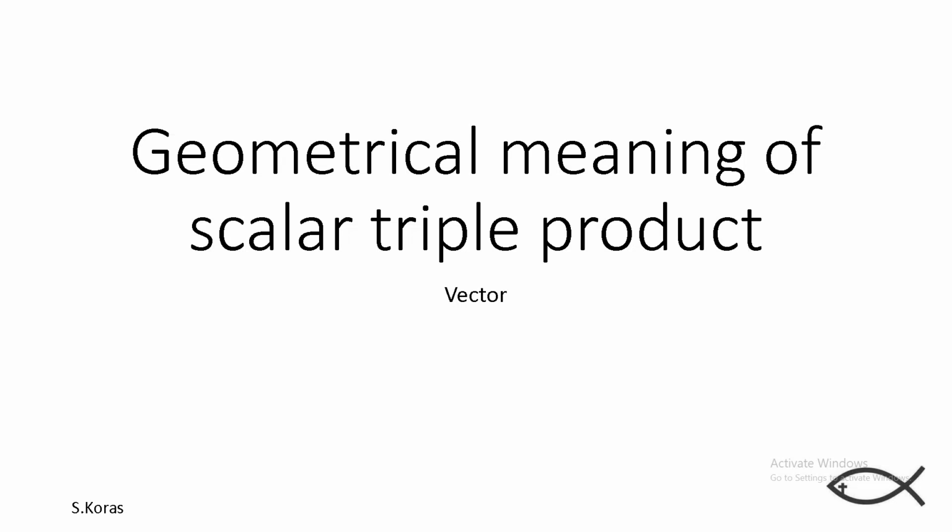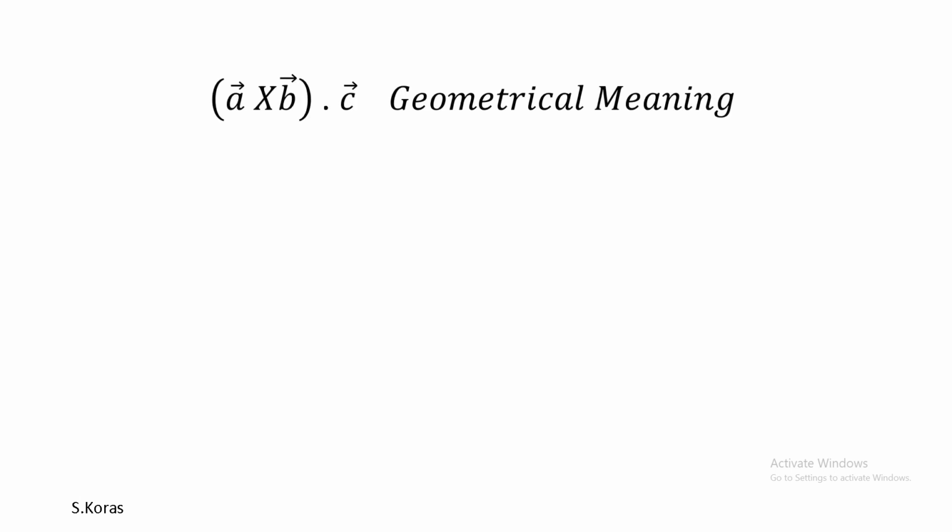This session we are going to discuss the geometrical meaning of scalar triple product. What do we mean by the geometrical meaning of scalar triple product? First of all, we must know what a scalar triple product is. Scalar triple product is defined as (a vector cross b vector) dot c vector.